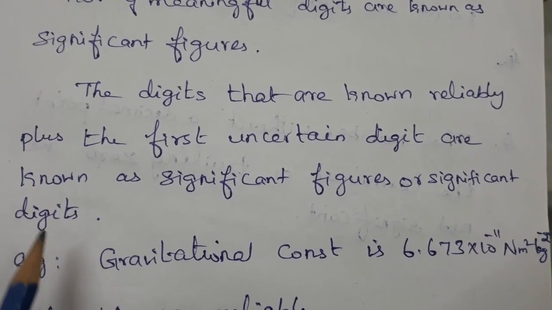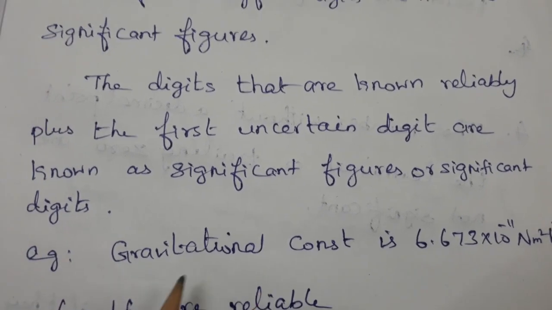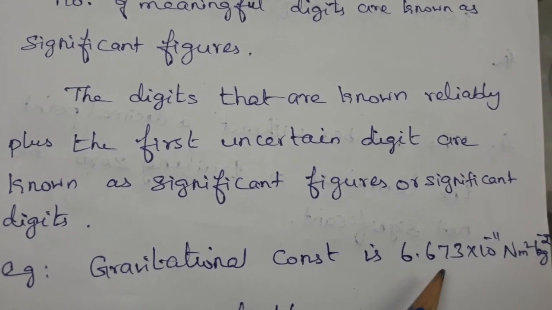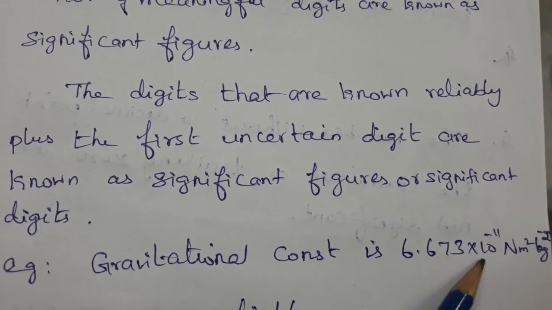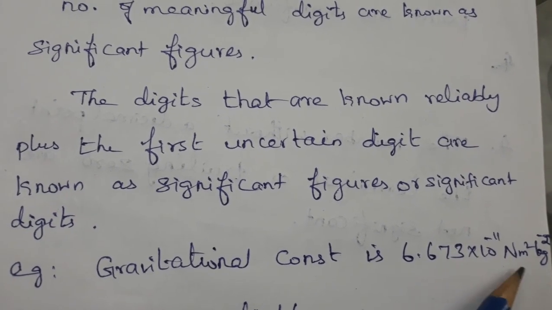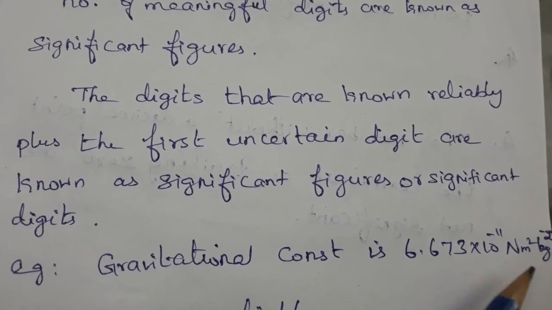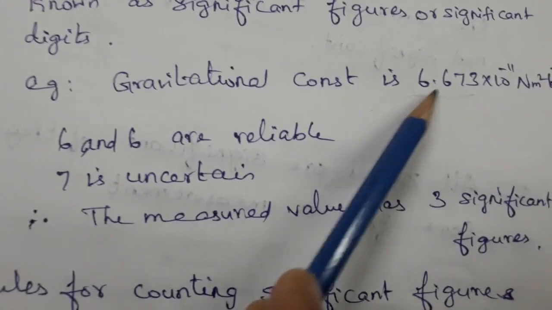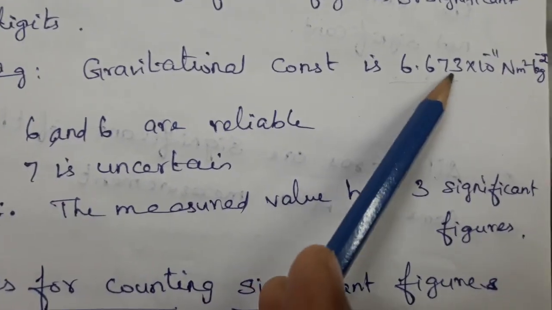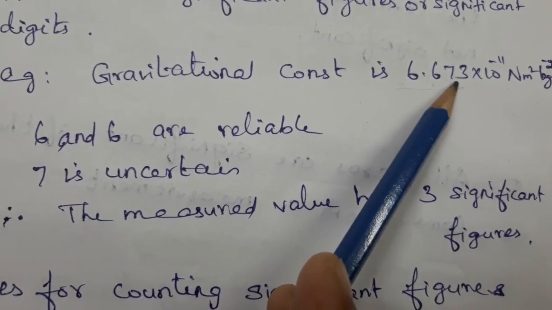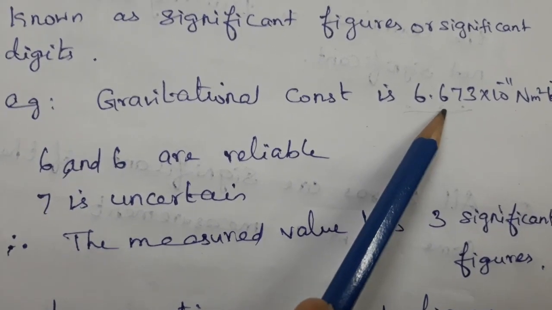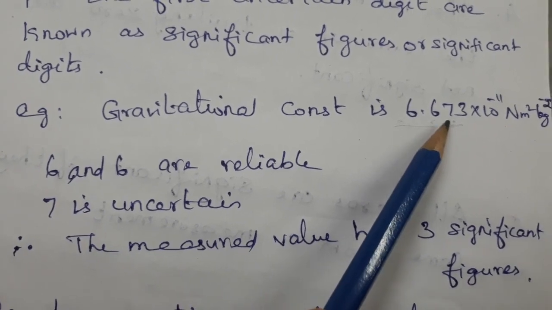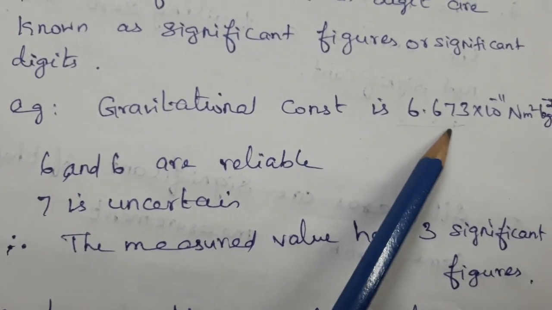For example, the value of gravitational constant is 6.673 etc. into 10 power minus 11 Newton meter square kg raised to minus 2. Here 6 and 6 are reliable. 7 is uncertain. 6 and 6 are sure numbers. 7 is the uncertain number. So how can we write the significant figures?